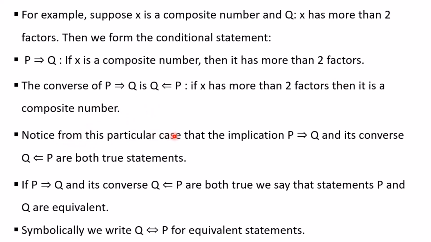You notice from this particular case that the implication P implying Q and its converse Q implying P are both true statements. If P implying Q and its converse Q implying P are both true, we say that the statements P and Q are equivalent. So symbolically, this is how we write equivalent statements. This is how we write them in mathematics.